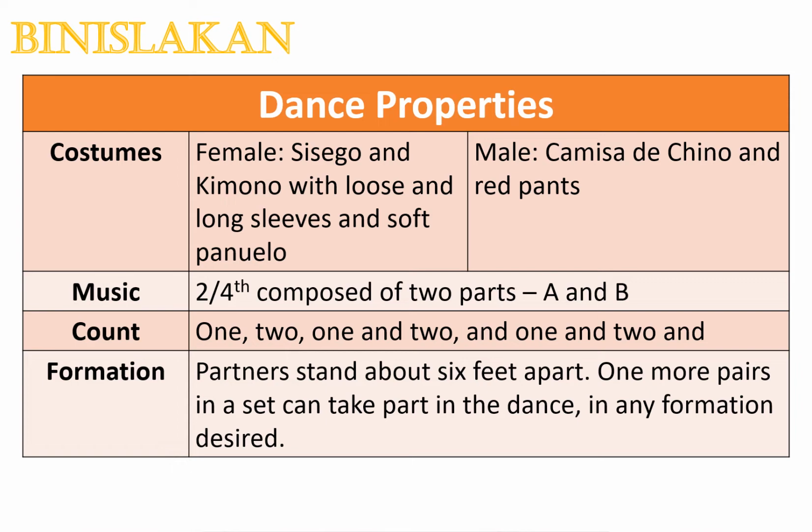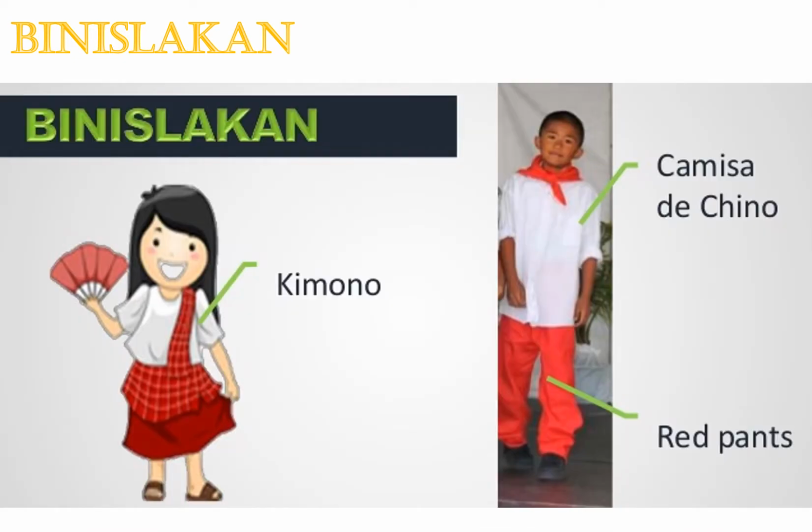Dance properties. For the costume, females wear sisego and kimono with loose and long sleeves and soft panuelo, while males wear camisa de chino and red pants. For music, it's 2/4 composed of 2 parts, A and B. For count, 1, 2, 1 and 2, and 1 and 2 end. For formation, partners stand about 6 feet apart. One or more pairs in a set can take part in the dance in any formation desired. This is an example of their costume.